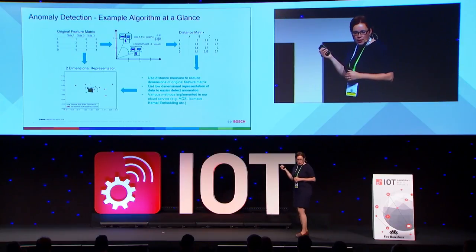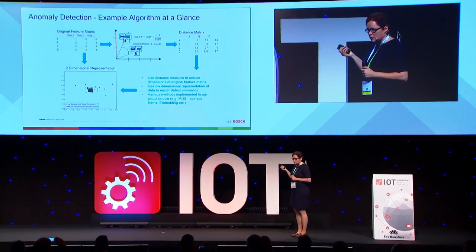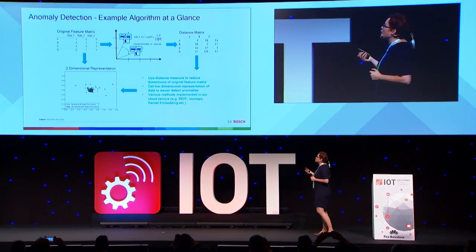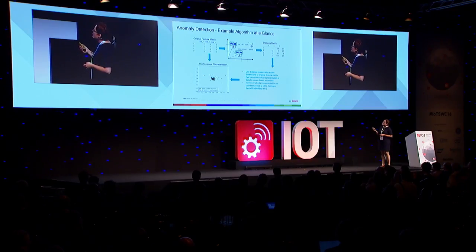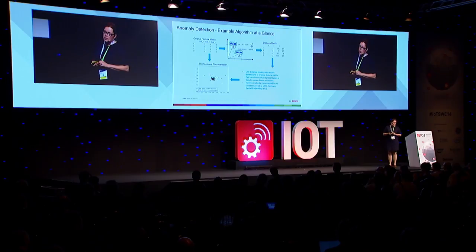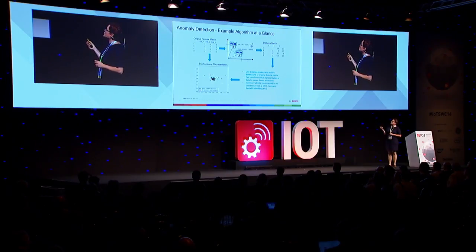I give you an example. We did, for instance, a project with a lawnmower connected to the IoT. And what we used here was a multidimensional scaling algorithm. And this is a glance at this example algorithm. So what we have here in the original feature matrix is the aggregated data. What we are interested in is the distance between the individual devices in a certain time window. If you computed the distance, we get a distance matrix.